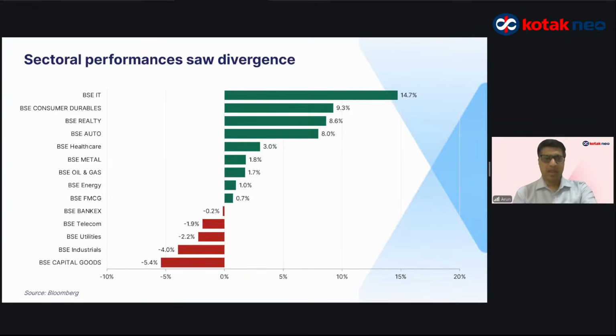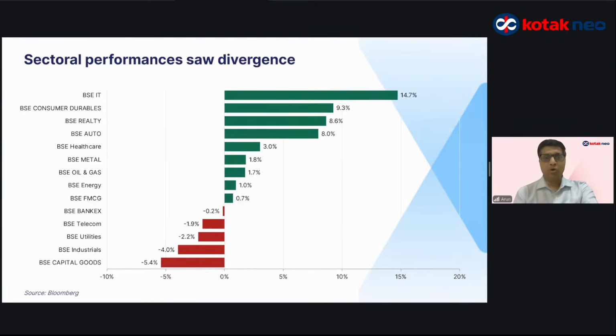On the positive side, we had the BSE IT index gaining 15% in July 2026, after the index being under pressure for the past few months. The improvement can be linked to the broadly in-line Q1 results and also the attractive valuations at which a lot of stocks are trading. The real estate index also saw a good up move. This was because of positive management commentary on the growth outlook, and again the valuations are attractive in this space as well.